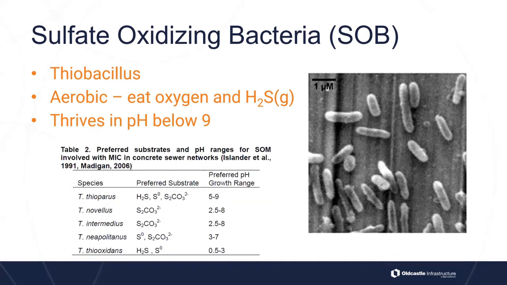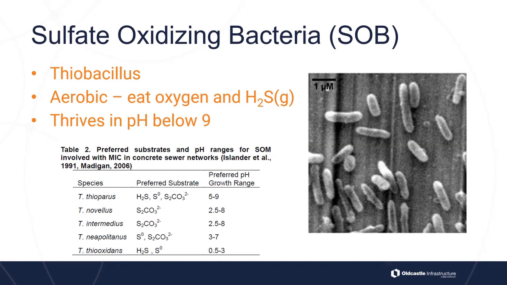This is a table that shows the different species. There are 5 main species of Thiobacillus. You've got Thiobacillus thioparus, which has a preferred growth range of pH 5 to 9. So anything over a pH of 9, you're probably not going to see any Thiobacillus forming. But once it gets to 9 and lower, you're going to see these form. Now Thiobacillus thioparus processes, eats the oxygen and the hydrogen sulfide gas, and it releases hydrogen sulfide aqueous.